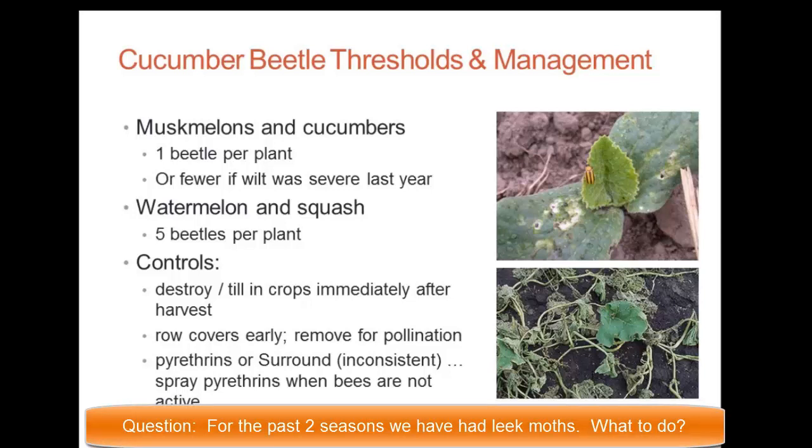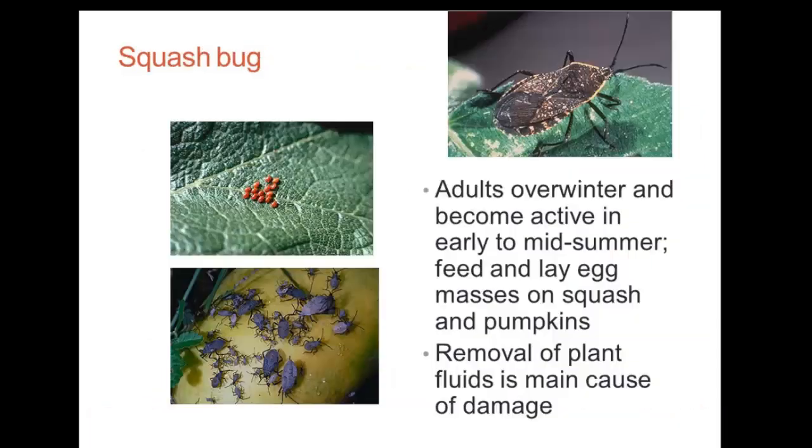In the past 2 seasons, we have had leek moths. What to do? I'm honestly going to have to tell you, you're going to need to send me an email message for that one, because it's not an insect I know so well that I can make a recommendation to you without taking a look. So if you email me that question, I'll try to answer you sometime later.